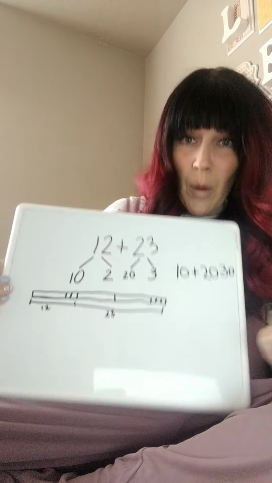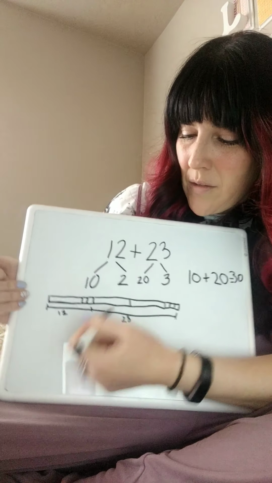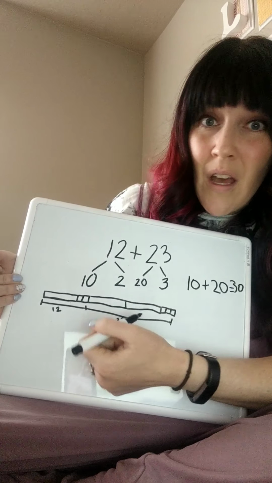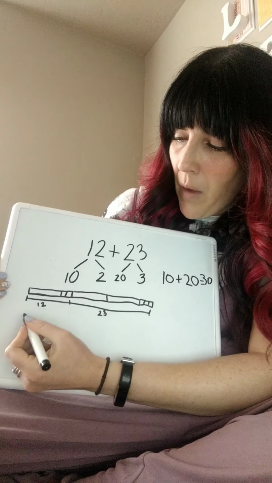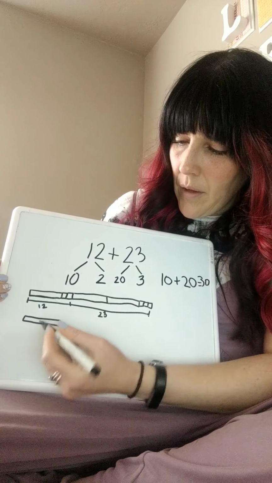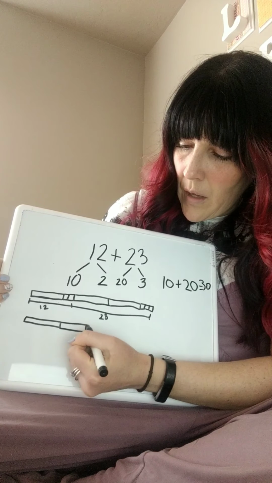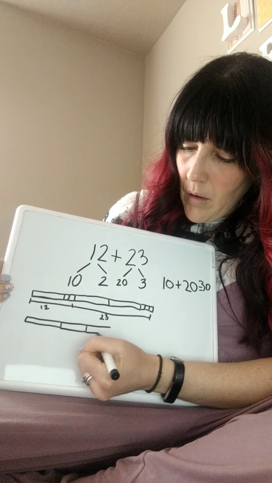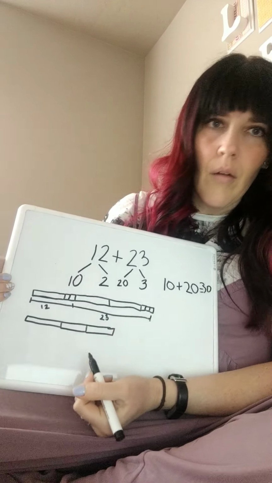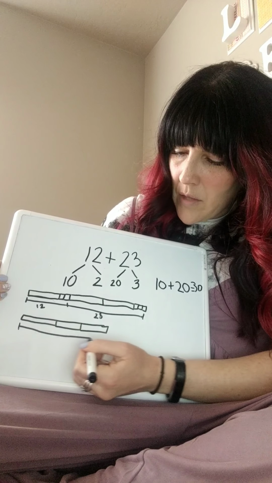Now, I could still represent that with my bar model. Instead of doing 1 10 and 2 1s and 2 10s and 3 1s, now I can combine them. I can say, okay, this is easier. Here's 10. There's my 10 from the 12. 20. 30. Holy moly, look at that. All I have to do is combine the 10s.